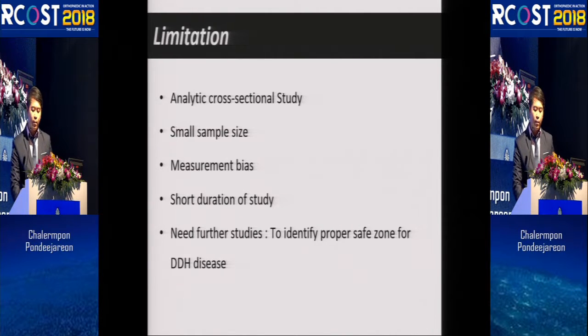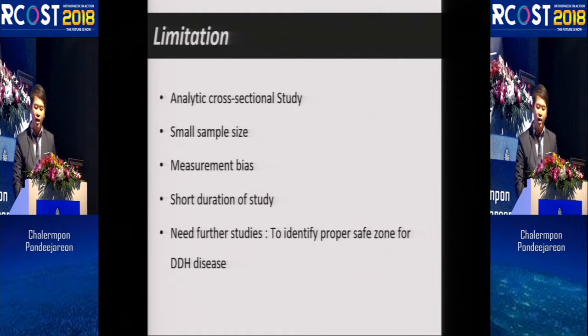The limitations of this study are the study design, which is cross-sectional, and the small sample size and short duration of the study, which may be a problem for the power to detect differences. And we need further study to identify the proper safe zone for DDH.